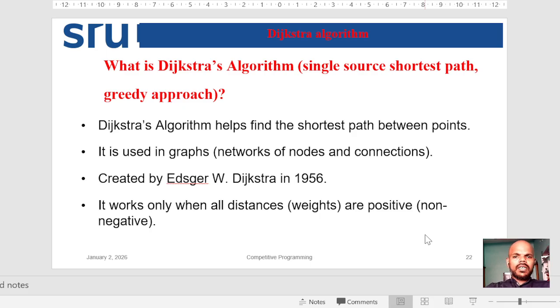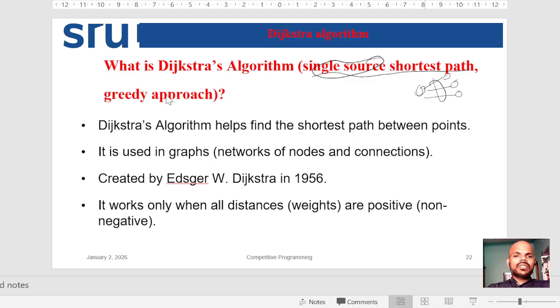First of all, what is the Dijkstra algorithm? We also call it a single source shortest path algorithm, right? Single source means we have one source, and from there we find the remaining places. We find the minimum or shortest path from this one source to the destination. So we call it a single source shortest path algorithm.